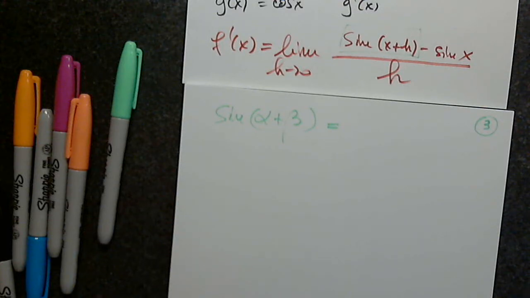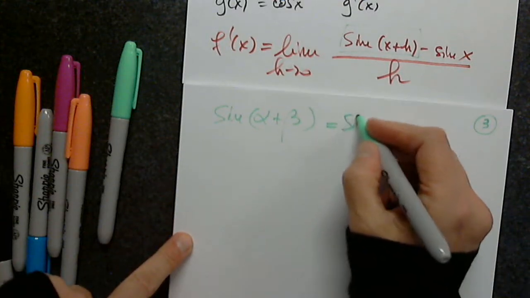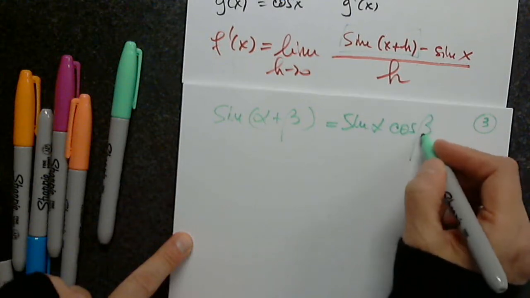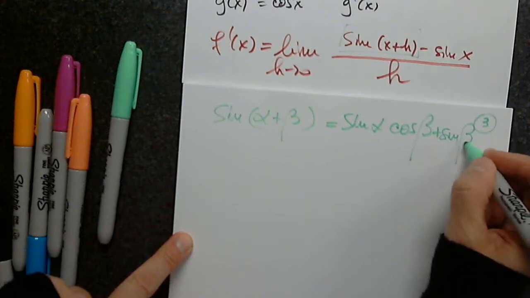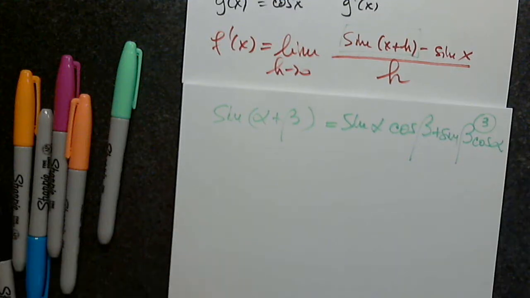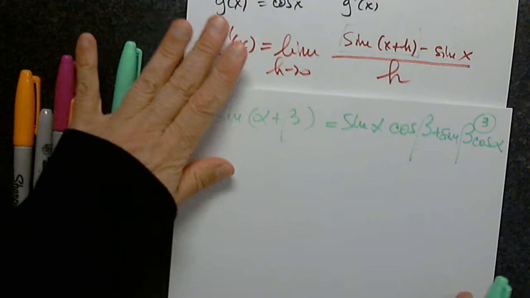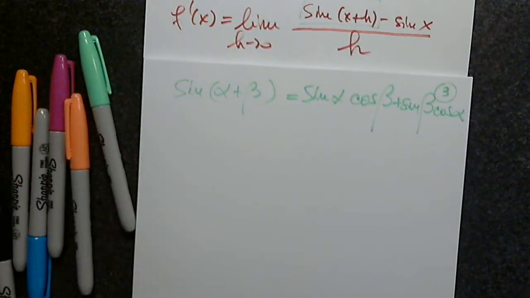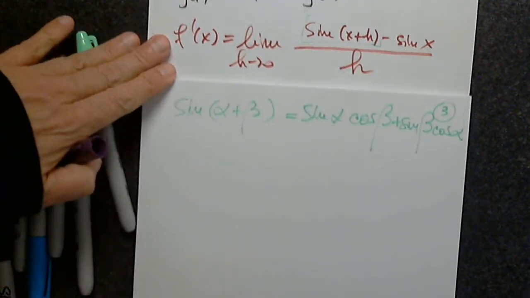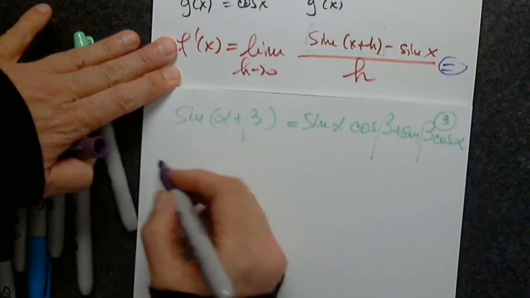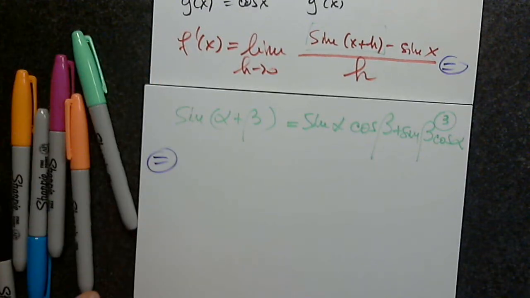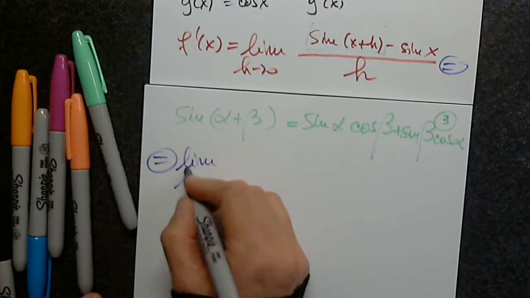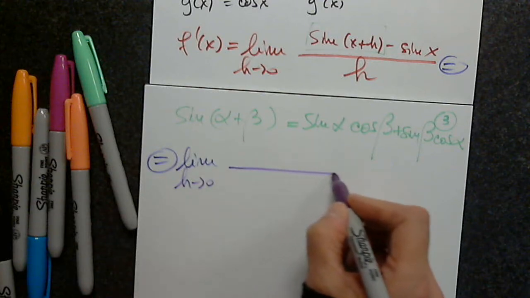So sine of a sum is sine alpha cosine beta plus sine beta cosine alpha. So we are going to use this and go back and continue. So from here, I'm going to continue here. So this is the limit as h approaches 0.